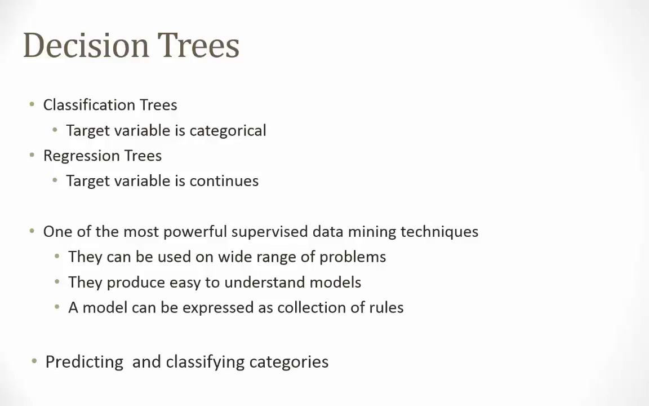It is used much the same way for predicting and classifying categories. Again, when we are talking decision trees, we are talking about classification trees which are used for predicting target variables that are of categorical nature. And by categorical nature, it means that we are going to see some discrete values for our target variable as opposed to some continuous range of values that the target variable can take on.